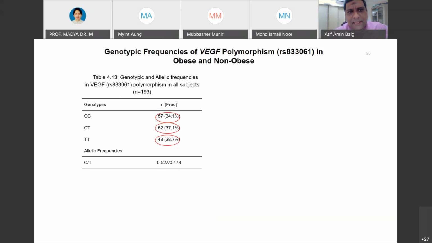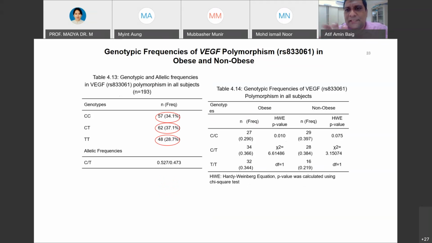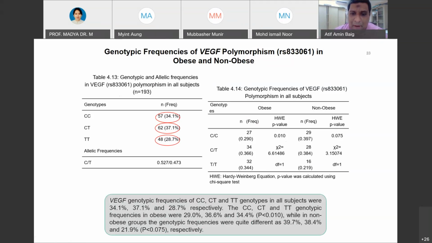So this is the genotypic frequency of the VEGF polymorphism. We already know this is the gene involved and this is the mutation involved. We call it RS833061; this is the reference name of the mutation. When we looked into the factor, we found that in 34.1% of our people, it is homozygous. The rest are heterozygous. But the TT genotype is the most frequent one. So we found this T allele, or T mutation, of VEGF is associated with obesity in our population.